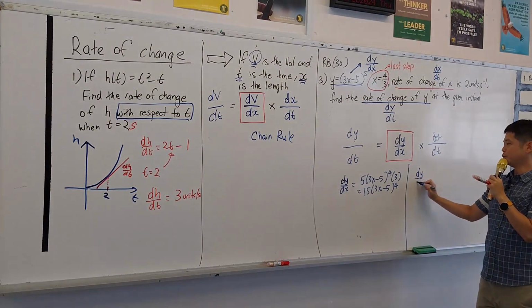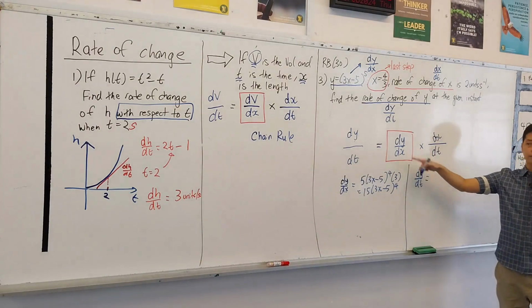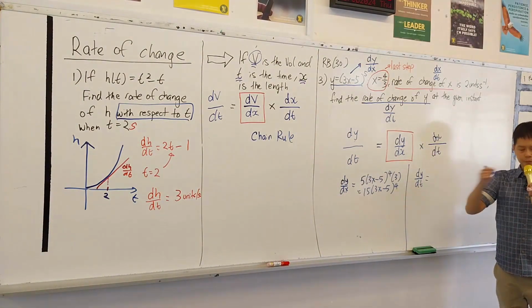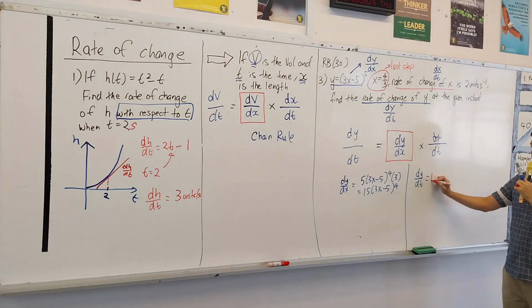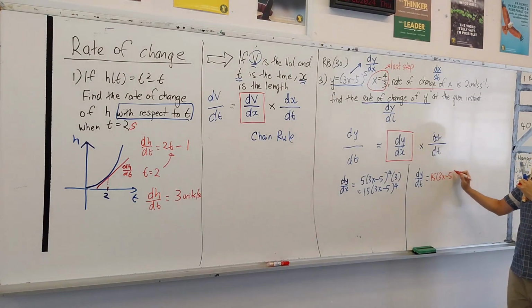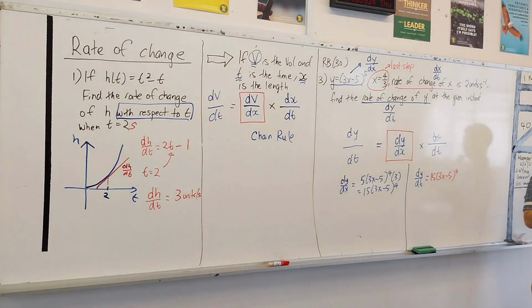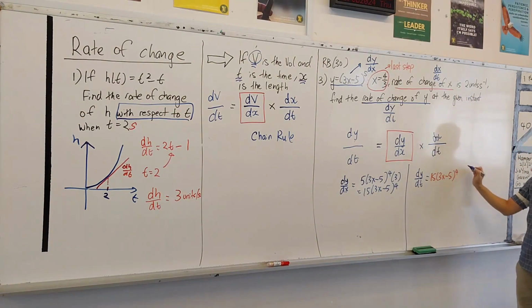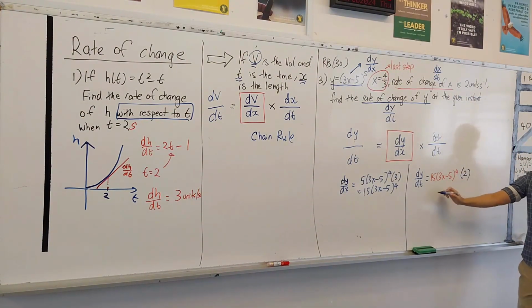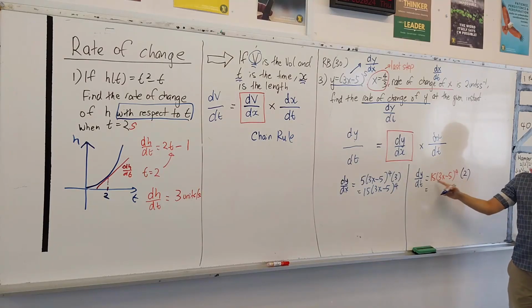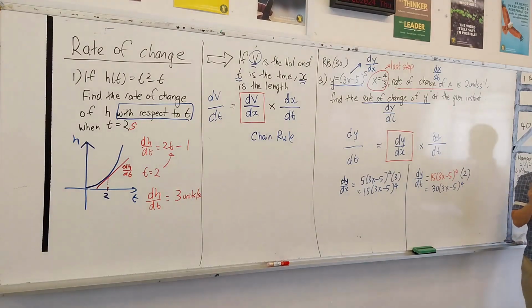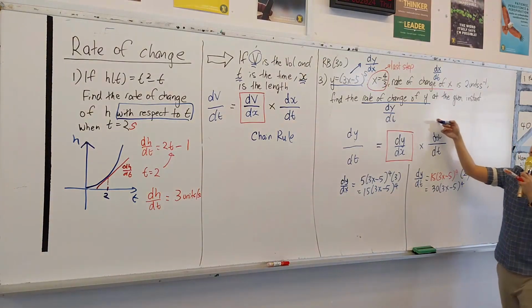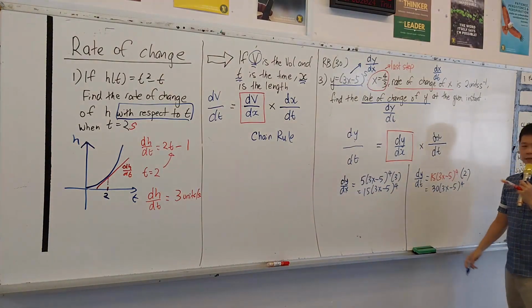So dy/dt has no values. dy/dx I found already, right? So this is the one, okay, let me put in red. This one I have. Now does dx/dt have any values or not? Look at the question again. Yes, there's a value 2, right? The value of dx/dt is 2. Is means equal. So this is 2. So let's multiply in. I got 30(3x minus 5)^4. Now I want to find the rate of change of y at the instant whereby x is 4/3. What is the last step?